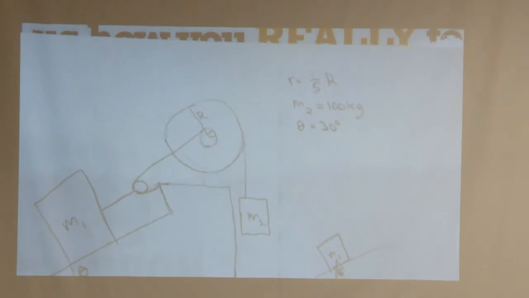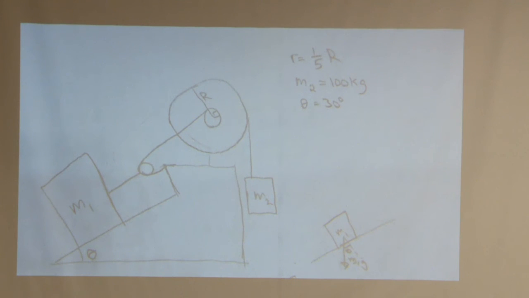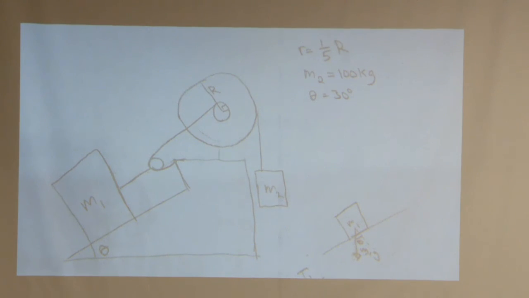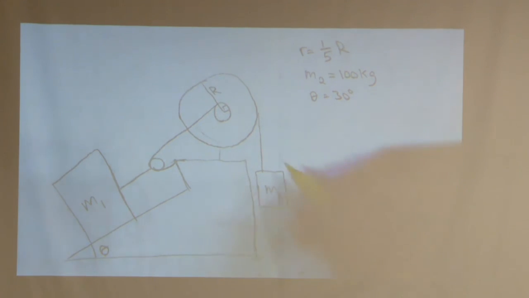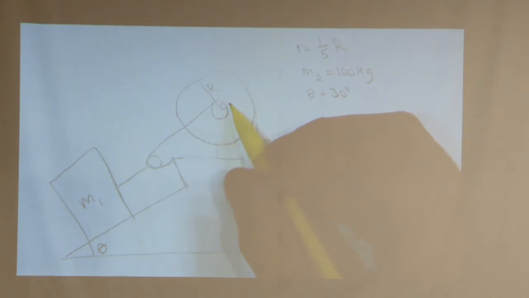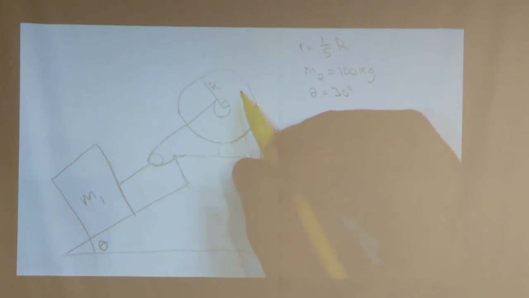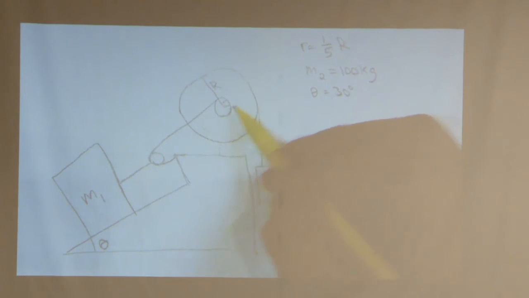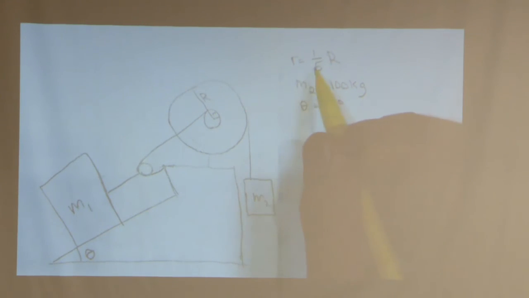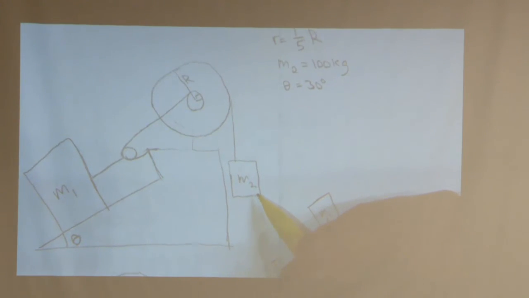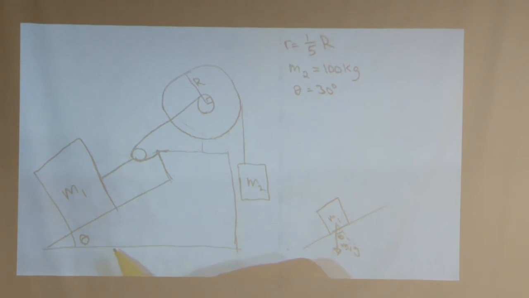So this one involves pulleys. All right. So we're given two pulleys right here, one with a big R and one with a small r. And we know the relationship between the r's is the small r is 1/5 of the big R. We're given the second mass. We're given this angle of incline. This is also frictionless.